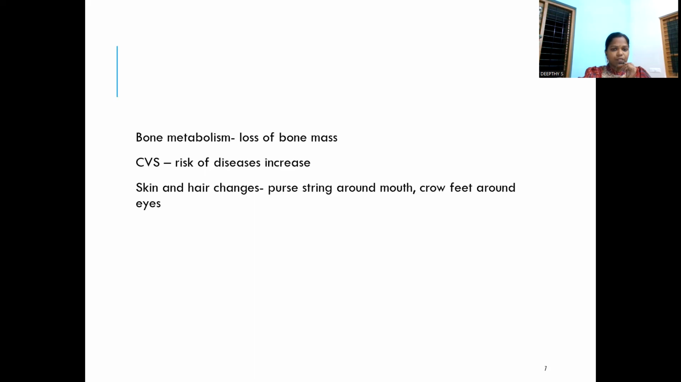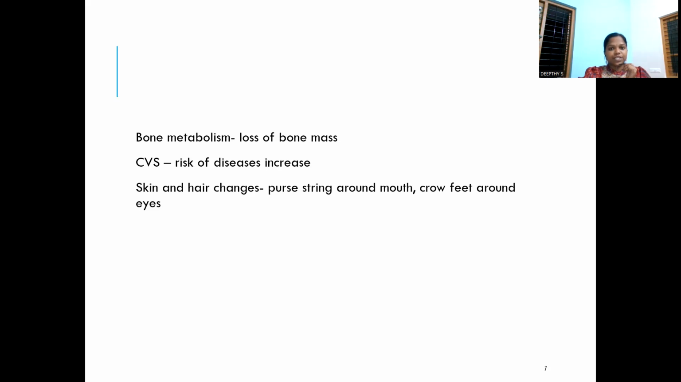Then coming to the cardiovascular system, the risk of cardiovascular diseases increases. The estrogen hormone plays an important role in maintaining the lipid levels of the body. That means the estrogen level helps to increase the HDL, high density lipoprotein, and it helps in maintaining the health of the cardiovascular system. But after menopause, the estrogen level falls. As a result, there is a risk of cardiovascular diseases.